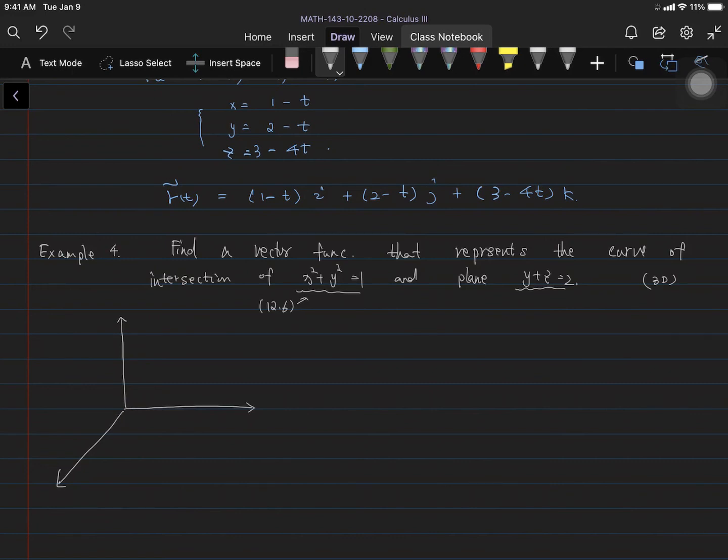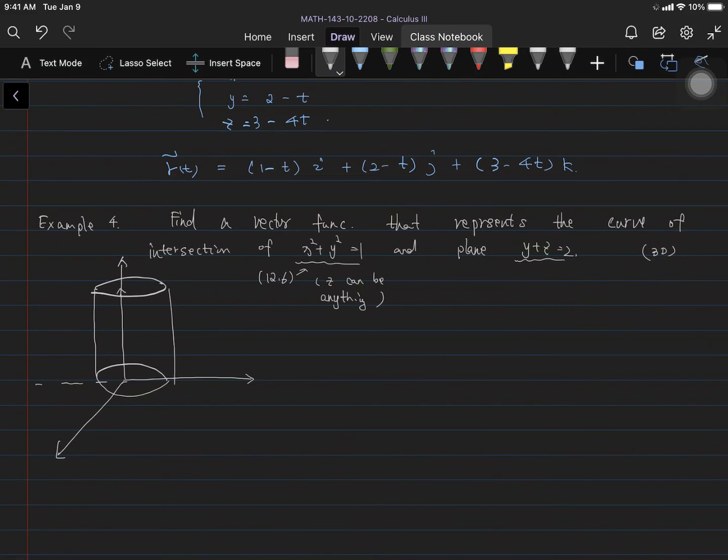So in 2D, we know this is a circle, but in 3D, we look at it as a cylinder because in 3D, x, y satisfy the circle, but z can be anything. So that means cylinder. So x squared plus y squared equals 1 means a cylinder in 3D. In calculus 4, 12.6 is going to be the first section you are going to learn, so you will learn a lot of graphs in 3D.